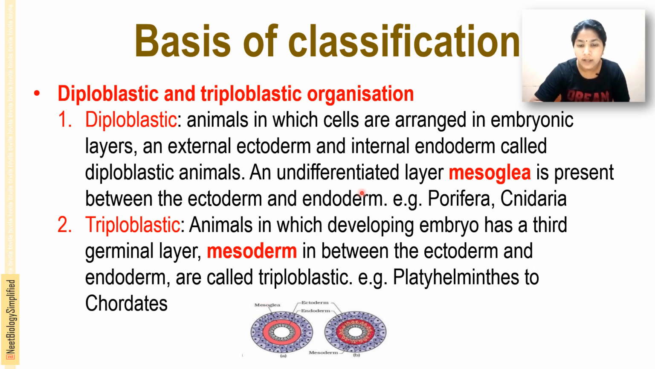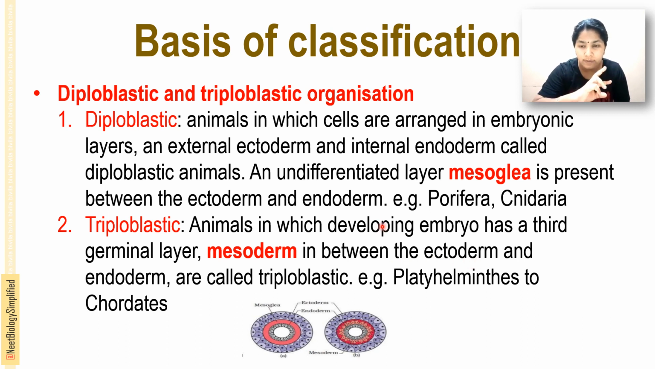Example, porifera, Cnidaria. Next is triploblastic. Triploblastic animals are those in which the developing embryo has a third germinal layer called mesoderm in between the ectoderm and endoderm. There is another germinal layer, the third layer called mesoderm. Platyhelminthes to chordates. That is what is meant by diploblastic and triploblastic.